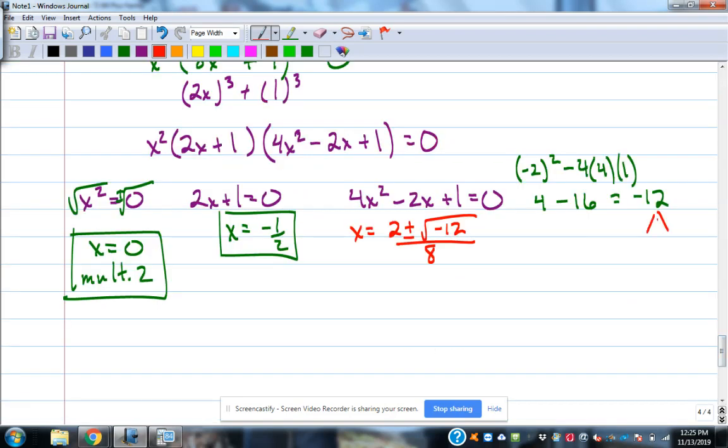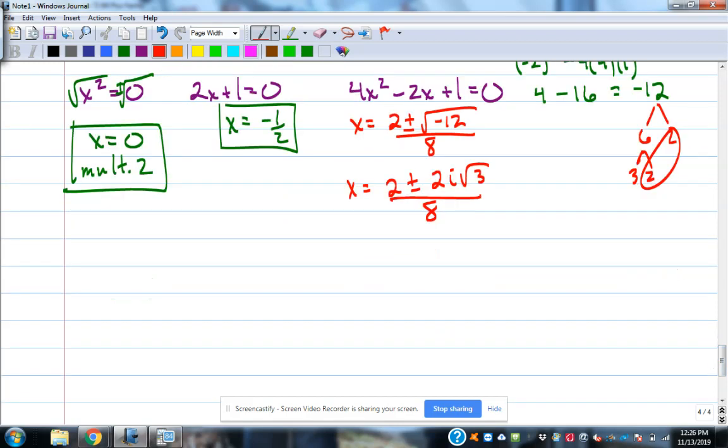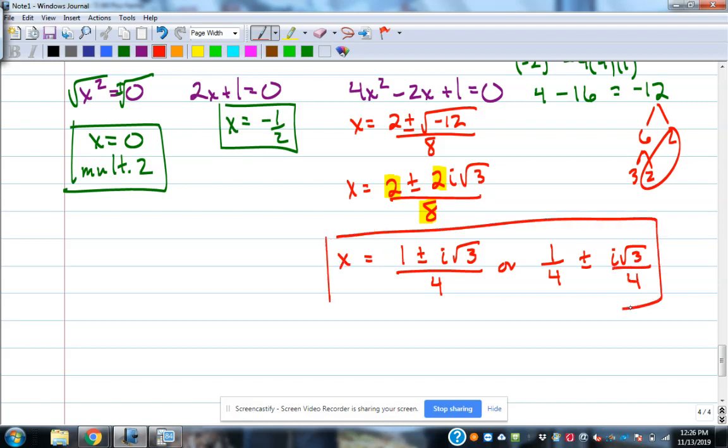And so we're going to break down the 12. 6 and 2, 3 and 2. There's a pair of 2's that comes out along with what? I. So that's 2i radical 3, all that over 8. And we know that all 3 of these numbers are divisible by what? 2. So I could simplify that as 1 plus or minus i radical 3 over 4, or split it apart into 1/4 plus or minus i radical 3 over 4. Either of those ways of expressing that are fine with me.